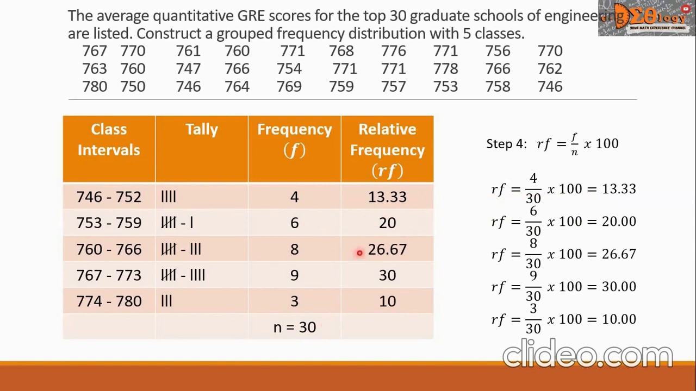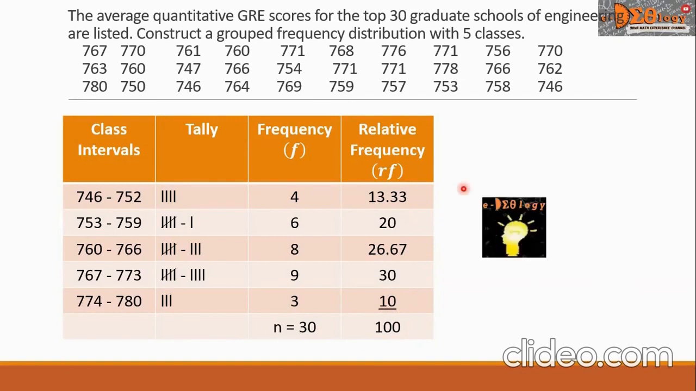This 26.67 comes when we have 8 over 30 times 100. This number 30 comes when we have 9 divided by 30 times 100. This number 10 comes when we have 3 over 30 times 100. So we are now complete with the values for the relative frequency. And at the bottom, we're going to take the summation. And the value must be equal to 100. This is our final answer.